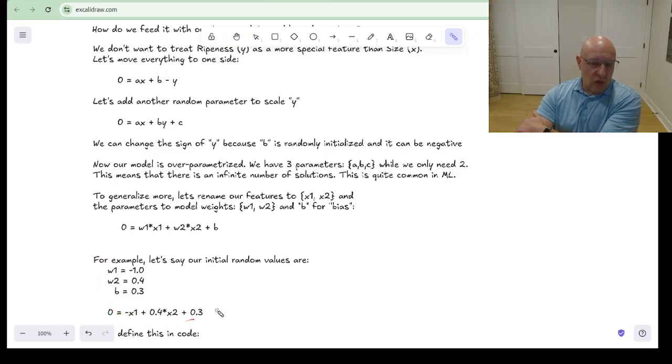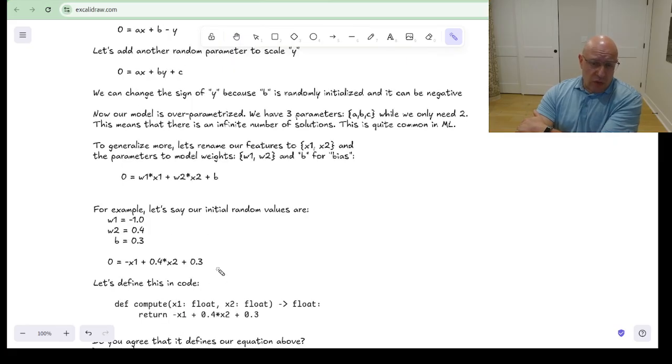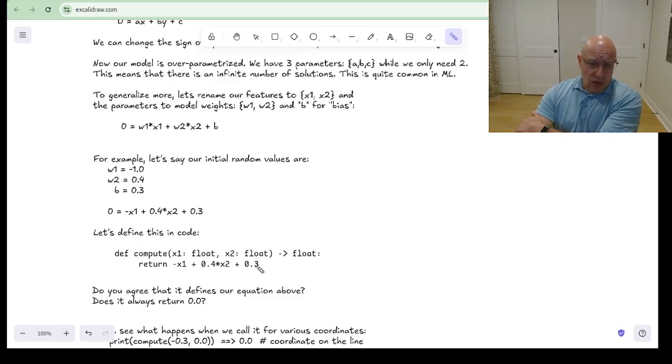I still didn't show you how to train this model. And since we're going to be training it in code, I want to show you this PyTorch Python function essentially that takes two inputs, x1 and x2. Those are floating point numbers, and it also returns a floating point number, and it simply computes this. So x1 plus 0.4 times x, so negative x1, right?